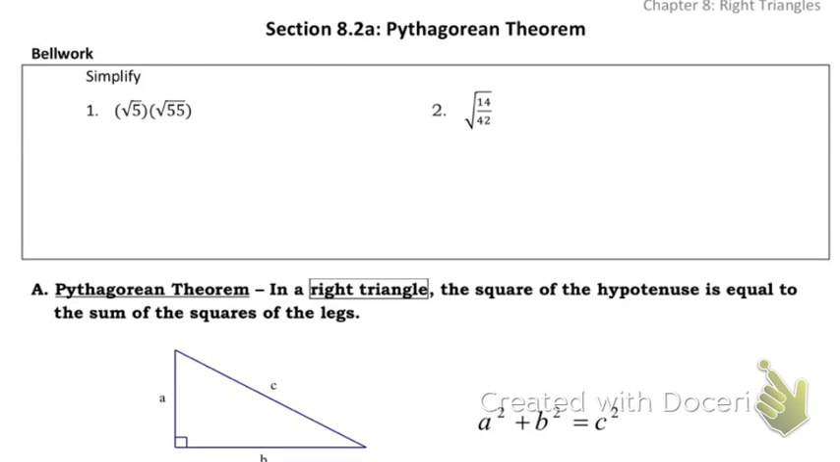Remember, to simplify, the first thing you're going to look for is, is there a perfect square that goes evenly into it?